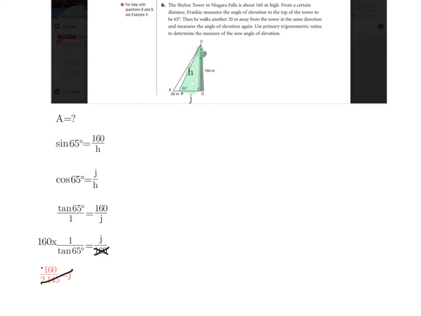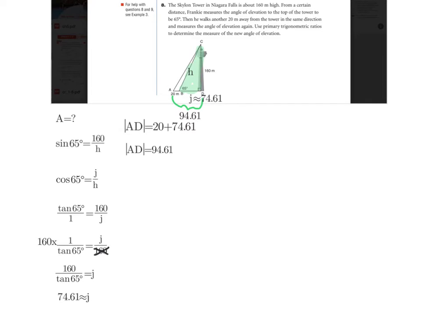Don't do that. Just straight up do 160 divided by tan of 65 degrees equals, and you get 74.61 is equal to J approximately, right? Don't put equals exactly because it's only approximate. All right, now that we know J, so now we know the distance from A to D, which is just 20 plus 74.61, which is 94.61.